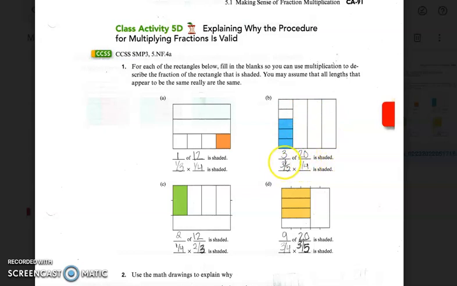And that can be done as well by multiplication. 3 times 1 is 3. 5 times 4 is 20. So we have 3 of 20 spots shaded.